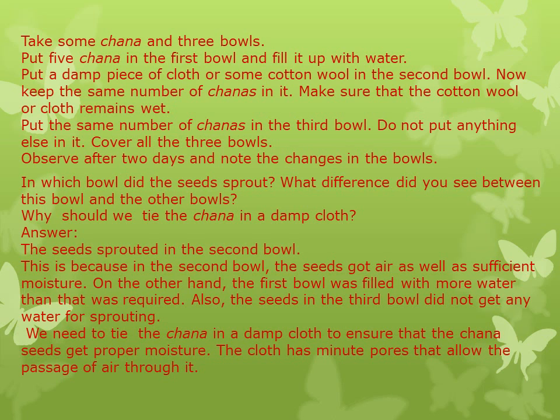Answer: the seeds sprouted in the second bowl. This is because in the second bowl the seeds got air as well as sufficient moisture. On the other hand, the first bowl was filled with more water than was required. All the seeds in the third bowl did not get any water for sprouting. We need to tie the chana in a damp cloth to ensure that the chana seeds get proper moisture. The cloth has minute pores that allow the passage of air through it.